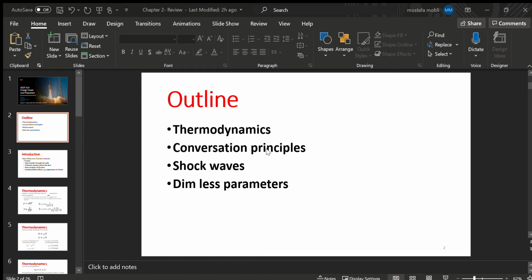The universal gas constant is 8,314 joules per kilomole Kelvin, or we can also have it in the imperial units, British units. That is very popular here. Any questions so far? Very simple. I'm pretty sure you guys are very familiar with this.